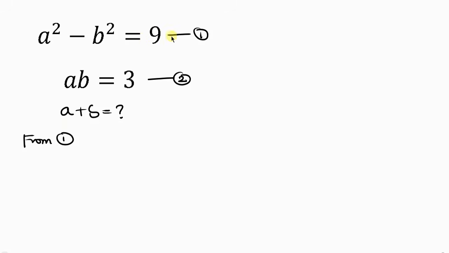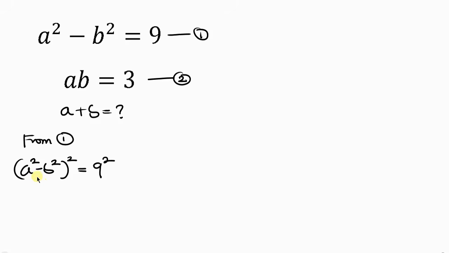So we have to square both sides of equation 1. So the left hand side I have a squared minus b squared, so I'll square the left hand side, equal to the right hand side I have 9. I'm also going to square the right hand side.